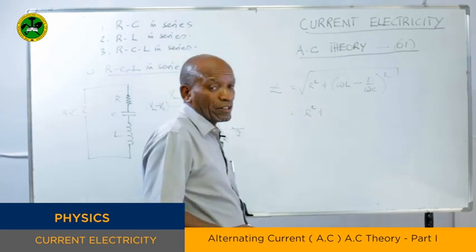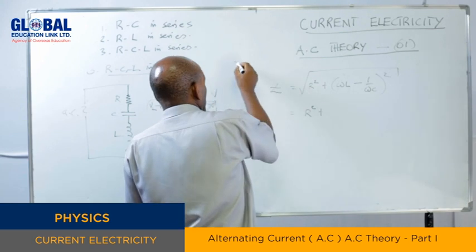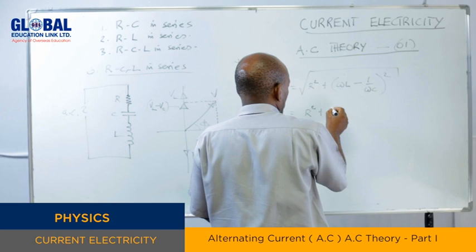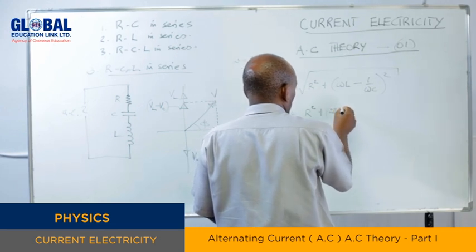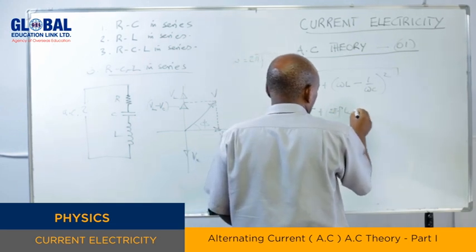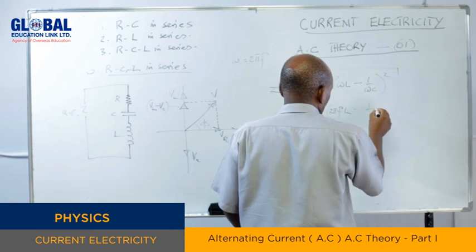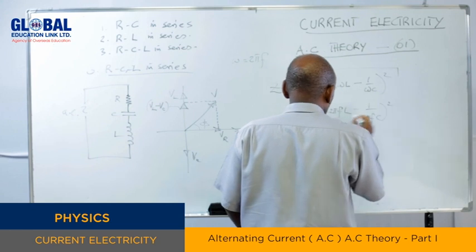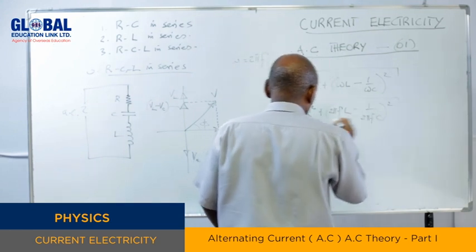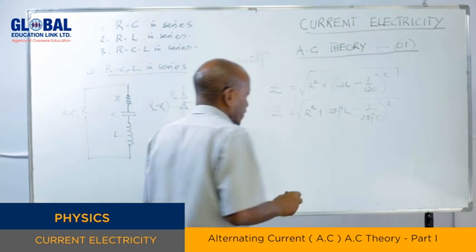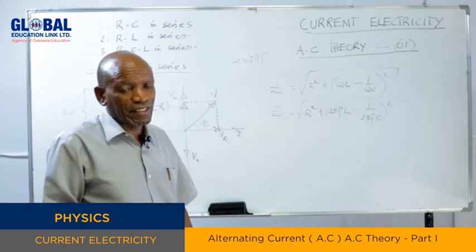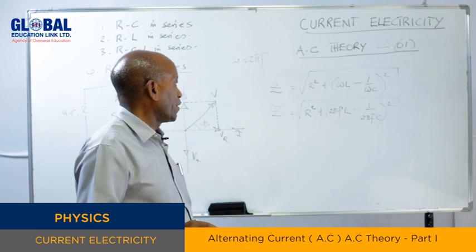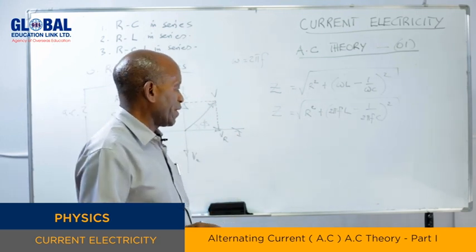Since omega is equal to 2 pi F, if I take omega to be 2 pi times the frequency, here we have the square root of R squared plus 2 pi F times L minus 1 over 2 pi F times C, the whole of this squared. So we take the square root of the whole of that. This will give us the impedance. The impedance, as mentioned, is also measured in ohms.